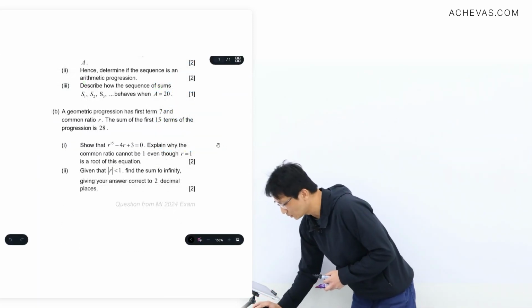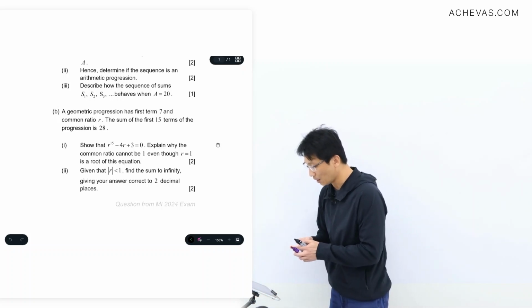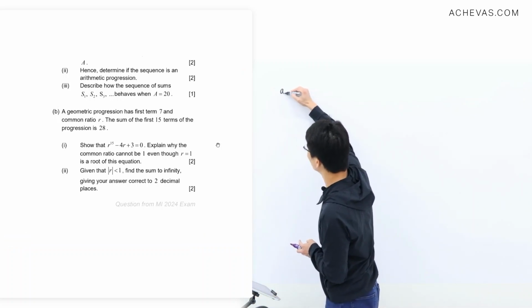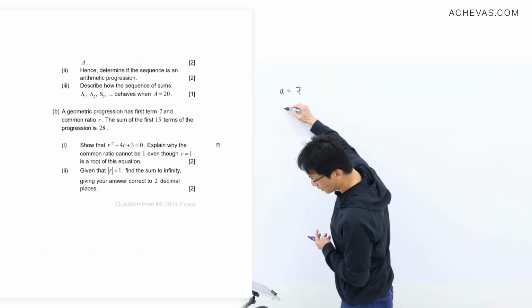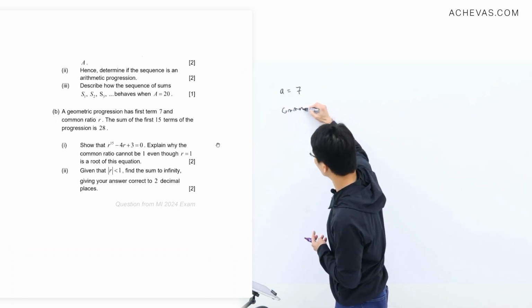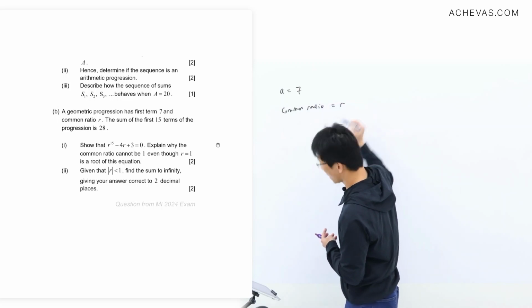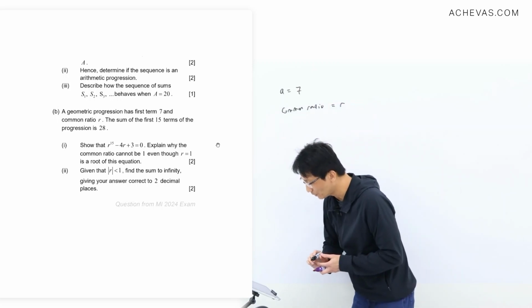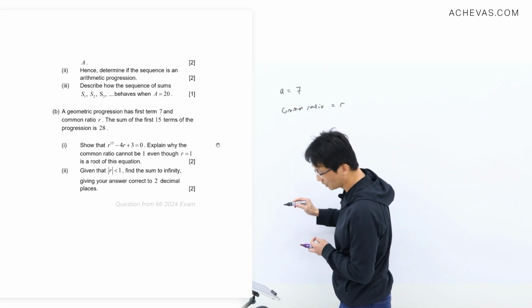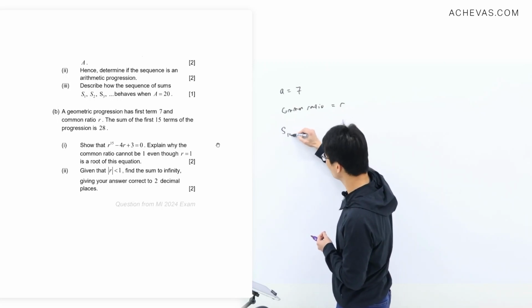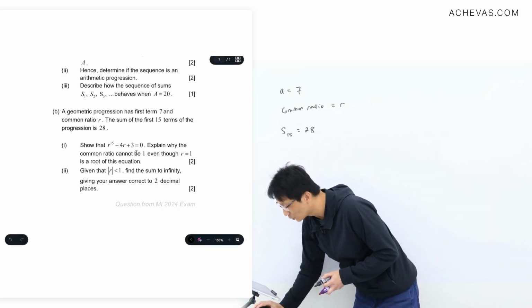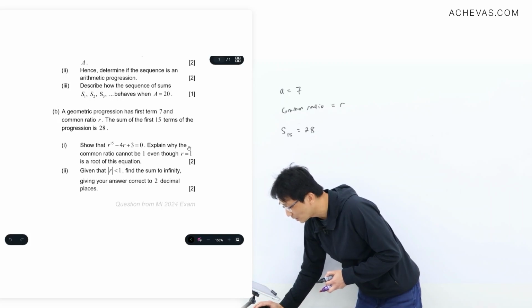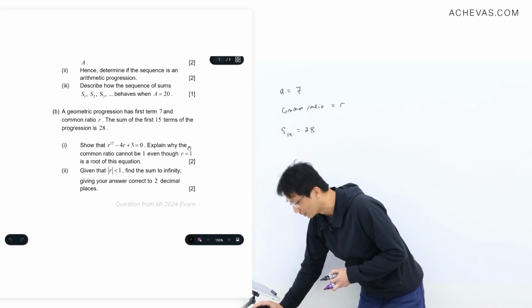So part B says you are given a GP with first term of 7. Let me just write down all the info first. First term is 7, common ratio is R, an unknown. And the sum of the first 15 terms of the progression is 28. So I know that S15 equals 28. In part 1, you are supposed to show this particular equation. Then after that, explain why the common ratio cannot be 1.